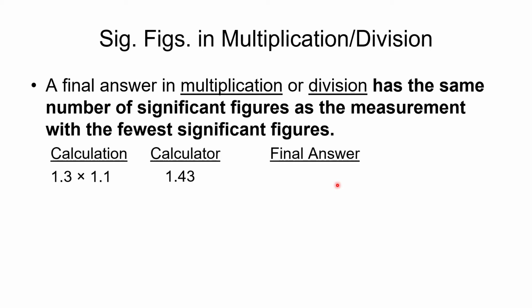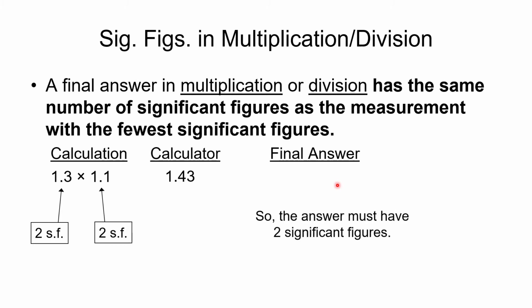But we need to look at how many sig figs are in each of those measurements. The first one, at 1.3, has two significant figures, and then the second number also has two significant figures. And what that means is that we need to round our answer to the smallest of those two numbers. Now, since they're both 2, that means we're going to round our answer to have two significant figures. So our final answer here is going to come out to 1.4.